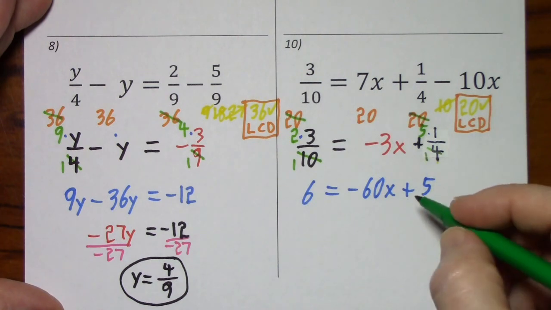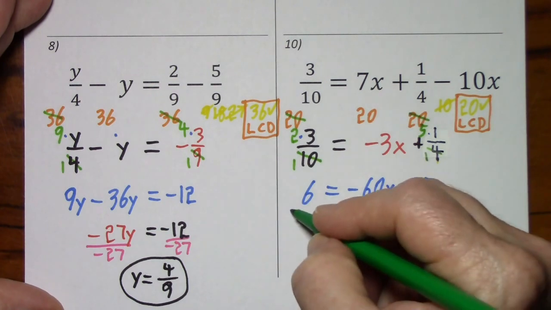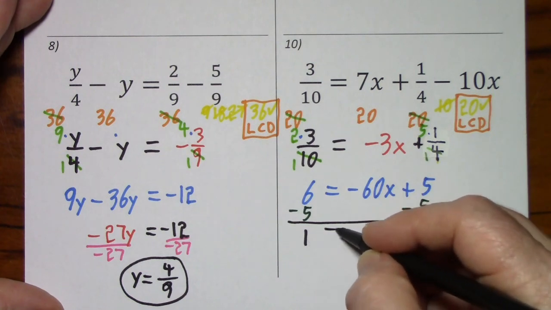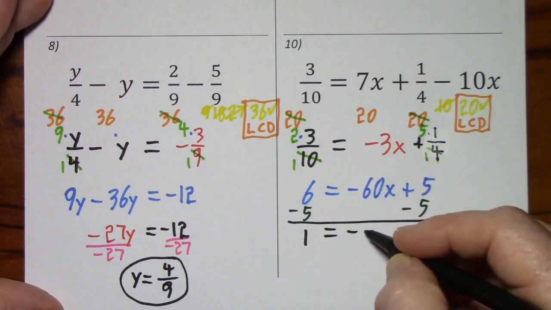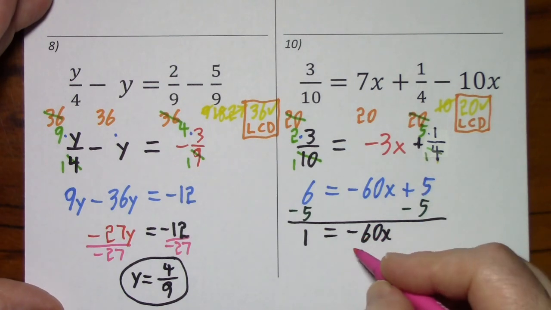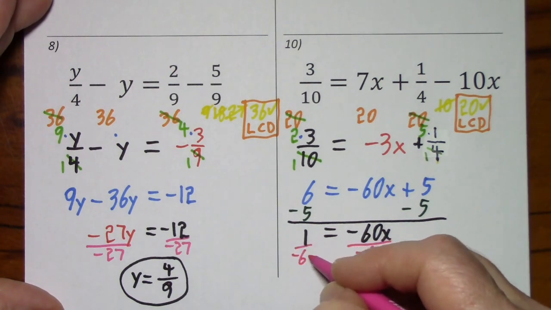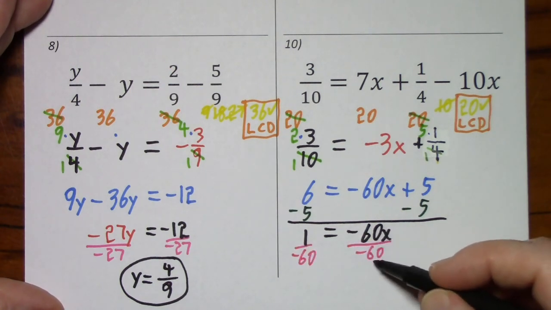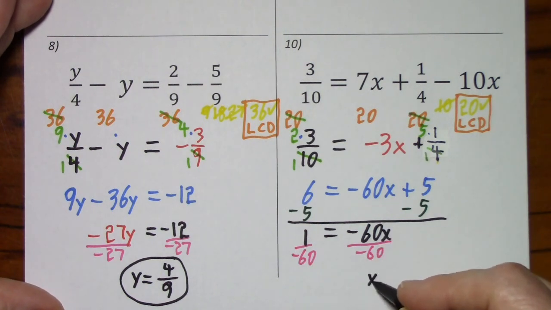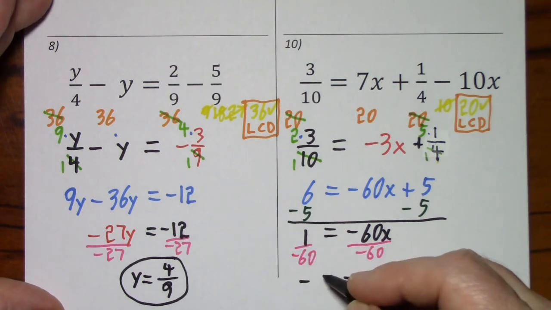I'd say we'll get rid of this positive 5 with a negative 5. It's being added or subtracted. This leaves us with 1 and just negative 60x. To get rid of the negative 60, we'll divide by negative 60. Divide by negative 60. Negative 60 divided by negative 60 is a positive 1. So 1x, or x, is equal to a negative 1/60.